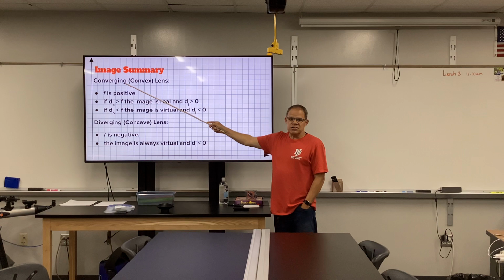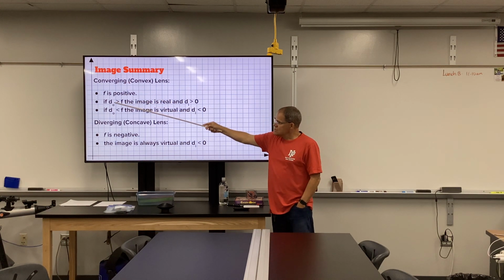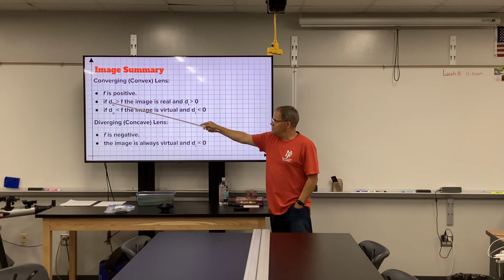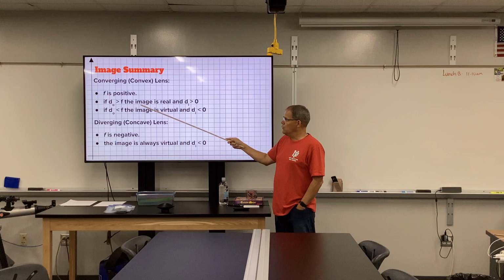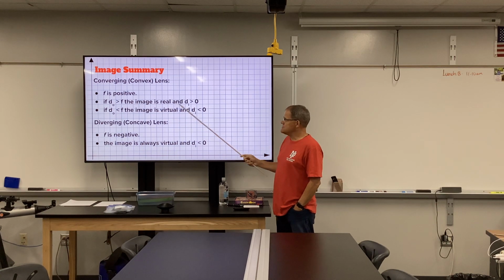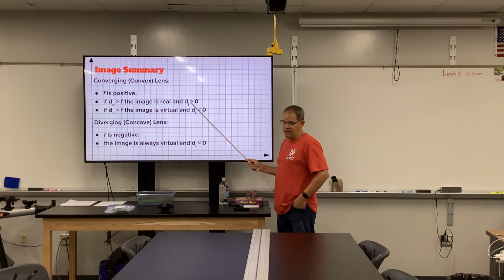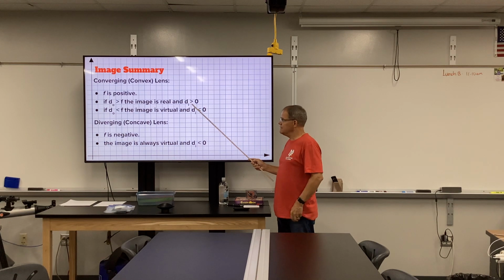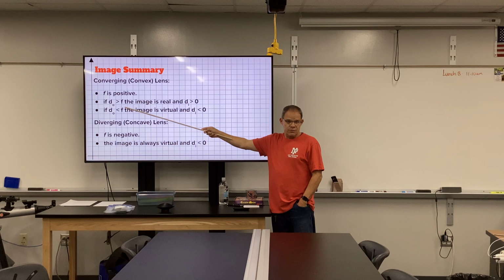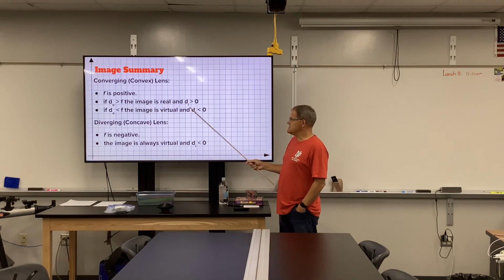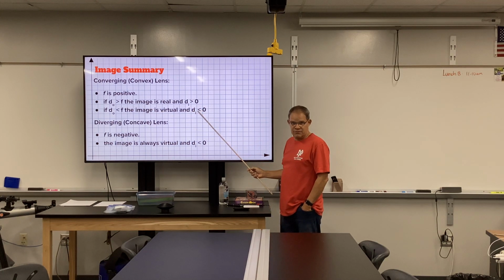When we have converging lenses, the focal length is always positive. If the distance to the object is greater than the focal length, we get a real image, and the distance to the image is positive. That was like all the problems in 10.5. If the distance to the object is less than the focal length, we get virtual images, and the distance to the image is negative. Okay?